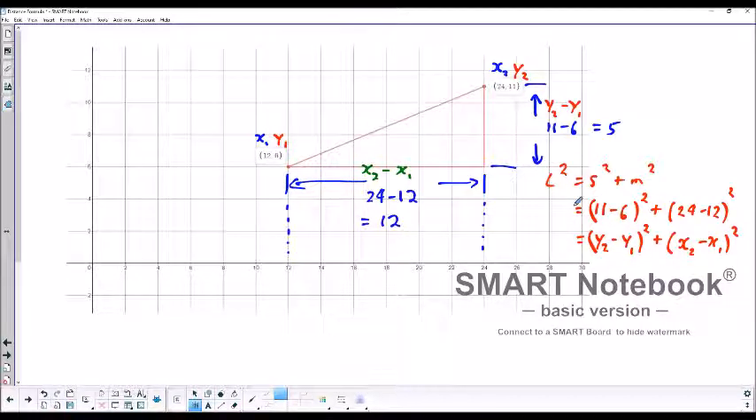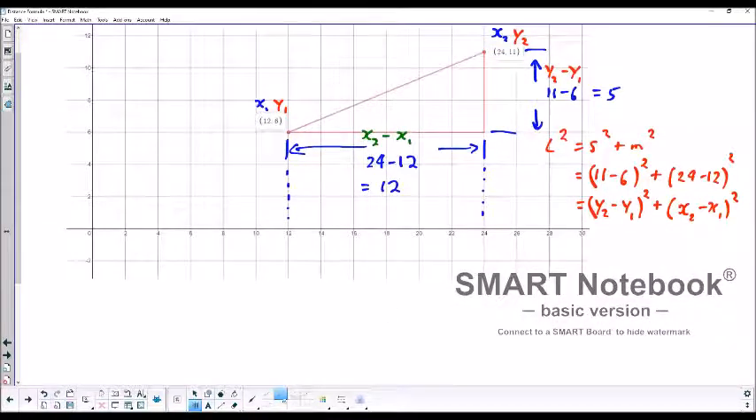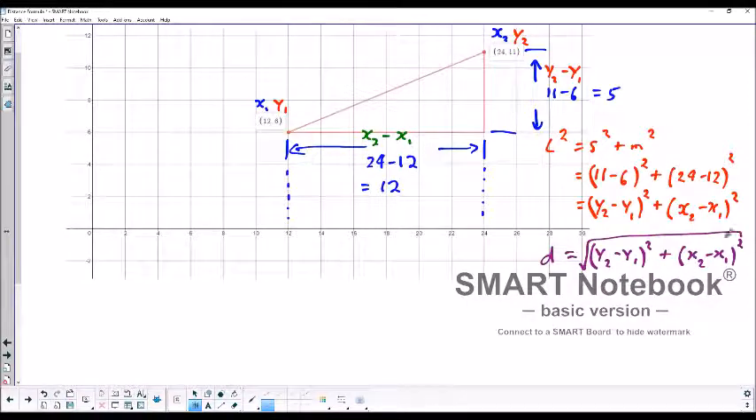So the distance formula is nothing more than, and I'll just scroll up a little bit here, the distance formula in general. If I take the square root of both sides, and L, I'm going to change that now to a D for the distance. So the distance between these 2 points, (24, 11) and (12, 6), is the square root of the sum of the rise squared and the run squared, because we took the square root at the end. So this is more or less a combination of the Pythagorean theorem with the slope formula.